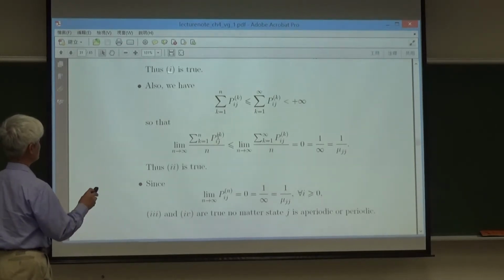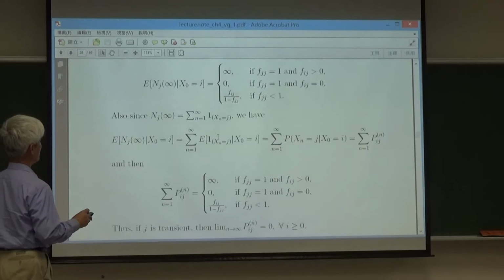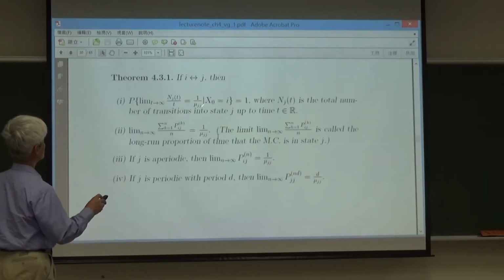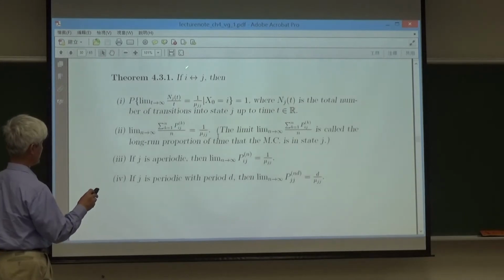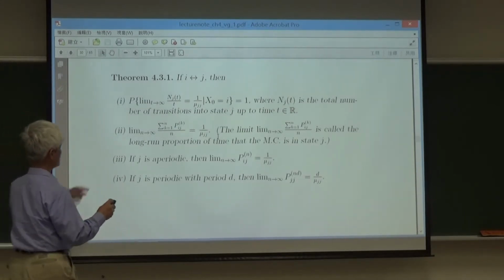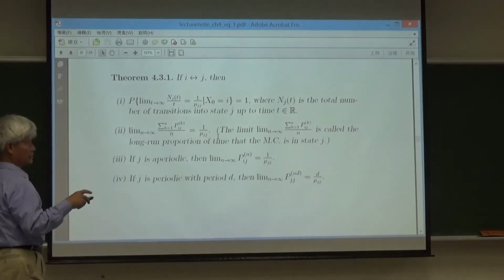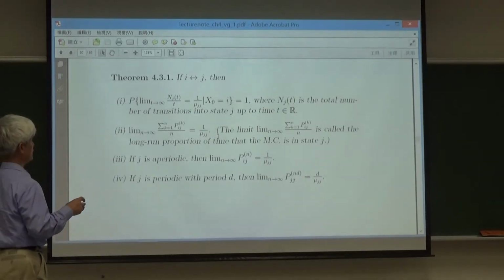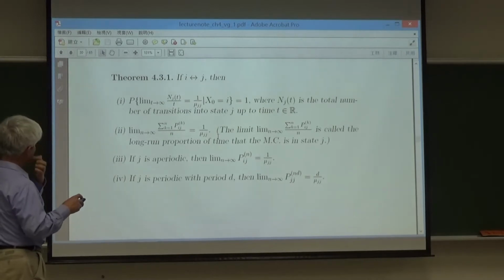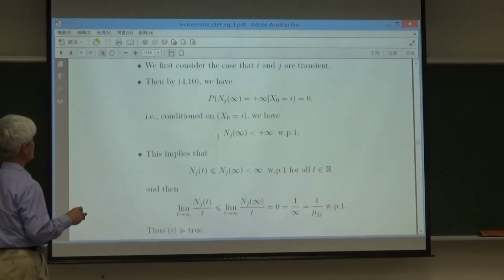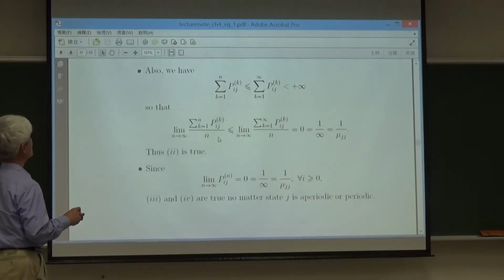Now for transient cases, the first is true. This goes to 0, because mu_JJ is infinity, so this is 0. In the following, we will prove the second, third, and fourth items for transient states.